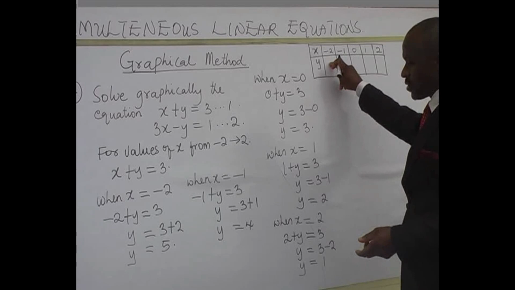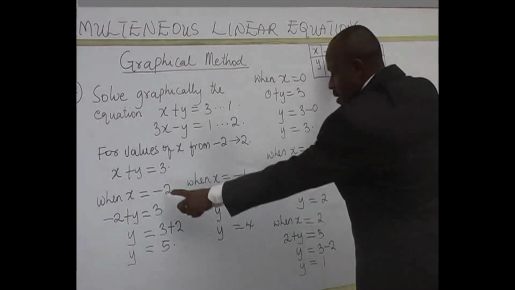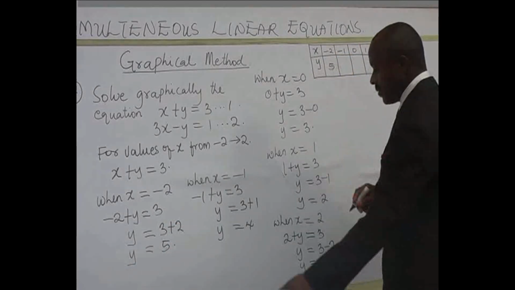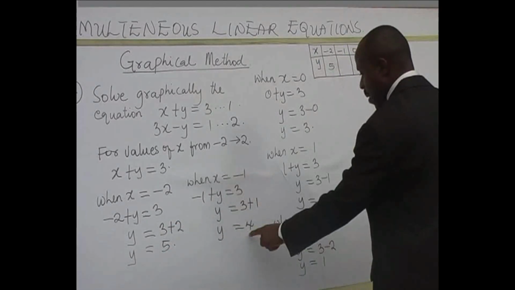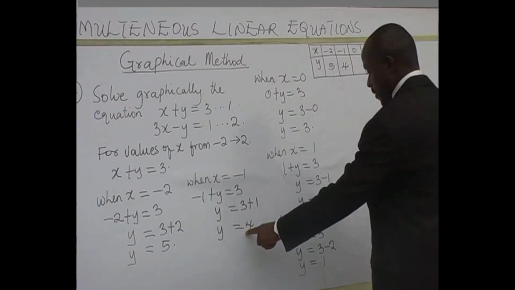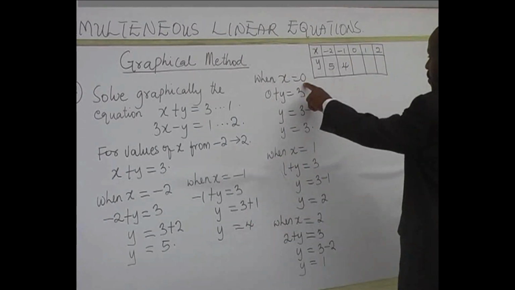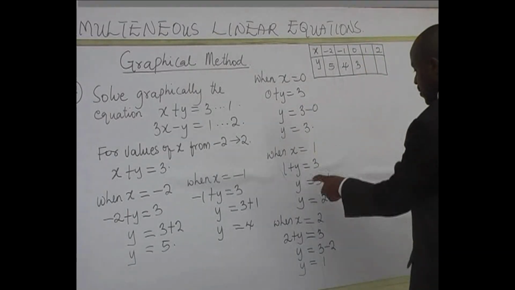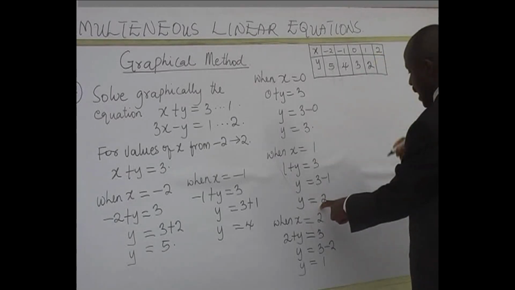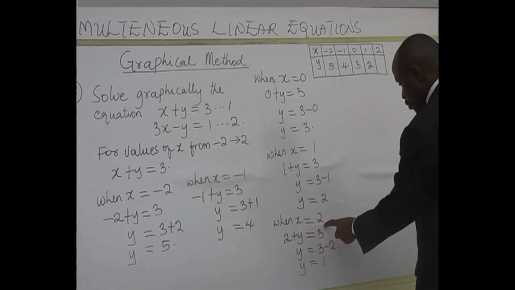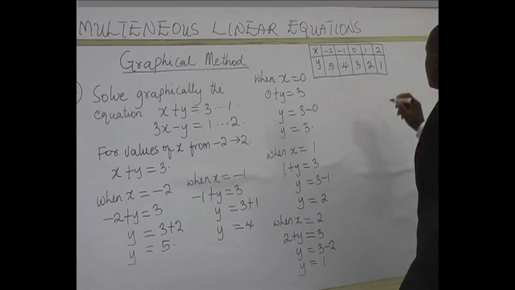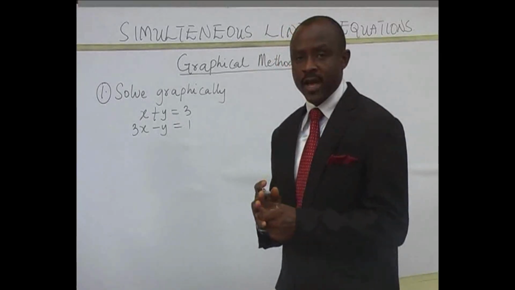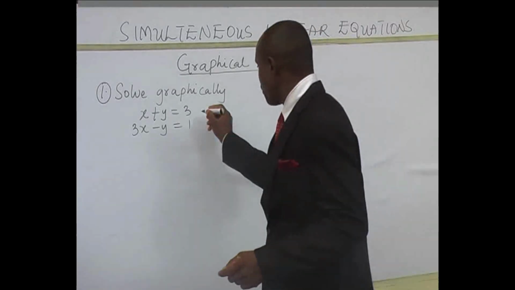So the corresponding values of y that we calculated was when x was -2, y is 5. So write 5. When x was -1, y was calculated to be 4. When x was 0, y was 3. When x was 1, y was 2. And the last one when x was 2, y was 1. So this is the table of values. The table of values we just finished constructing is the table of values for equation 1.